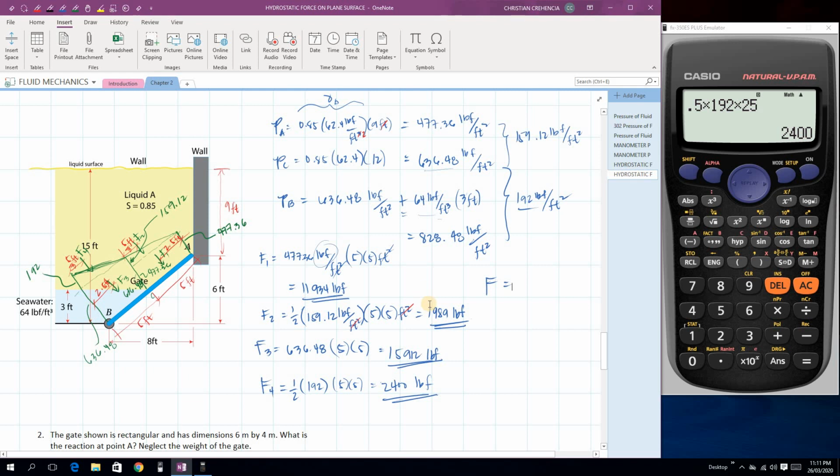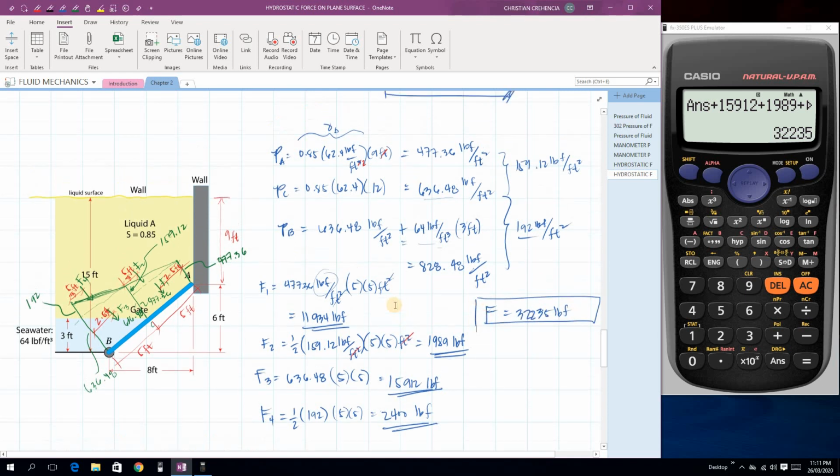Okay, so kapag in-add natin lahat yan, yung total force F is equal to, so plus, so may 2,400 tayo, 15912 plus 1989 plus 11934. Okay, so we have here 32,235 pound force.